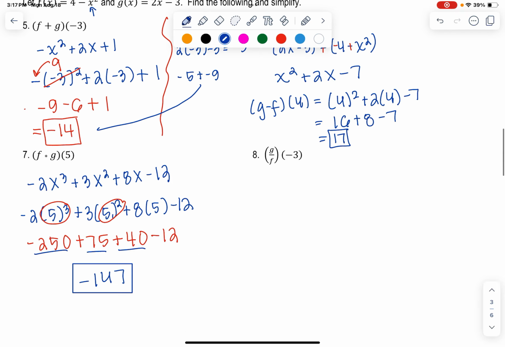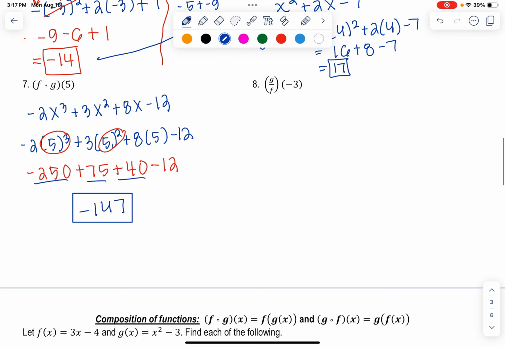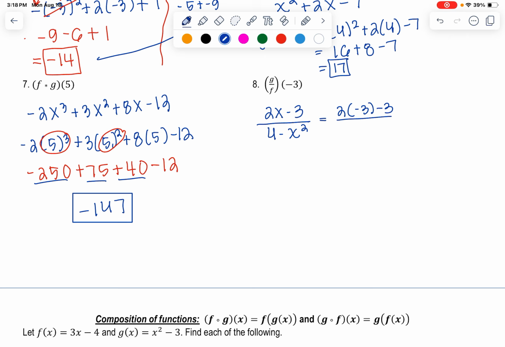Okay. All right, next one, g divided by f. We did f divided by g up there, so now I have to do g divided by f, which is 2x minus 3 divided by 4 minus x squared. But we said that wasn't simplifiable already. If it's not simplifiable when it's flipped, it's not simplifiable this way either. All right, so we're going to plug in negative 3 here. So we have 2 times negative 3 minus 3 over 4 minus negative 3 squared. So that's negative 6 minus 3, which is negative 9. This is 9 right here. 4 minus 9, which is negative 5. A negative divided by a negative is a positive, so this was 9/5.